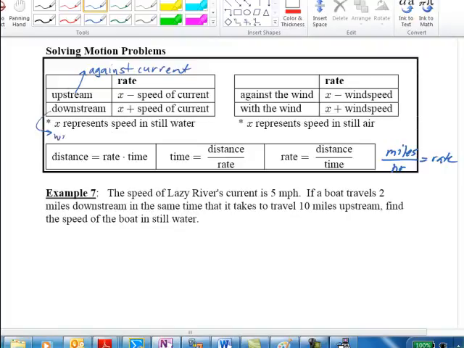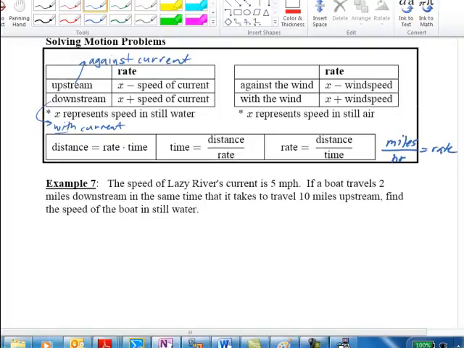Downstream, that's the same as with the current. So in that case, we would take our boat speed or the boat speed in still water and add the current speed because the current would add to our speed. Right? So the actual rate will be a combination of the rate in still water and the current speed. Similarly, if we're going against the wind, we would take our air speed and subtract the wind speed. Or if we're going with the wind, we'll take our air speed, the plane speed in still air, and add the wind speed to it because the wind would be pushing us along a little faster.